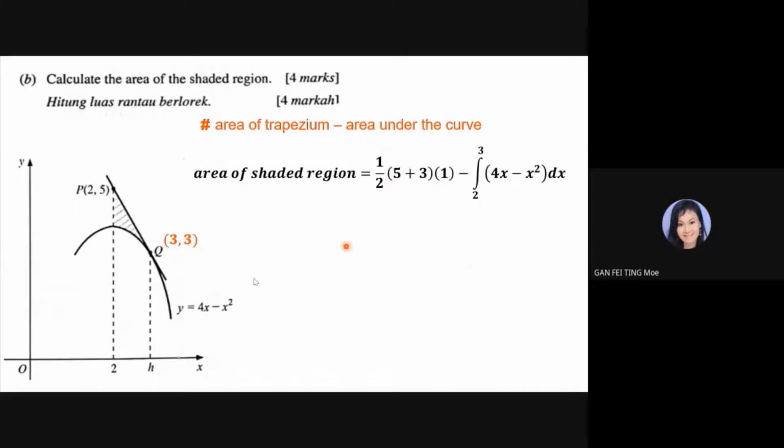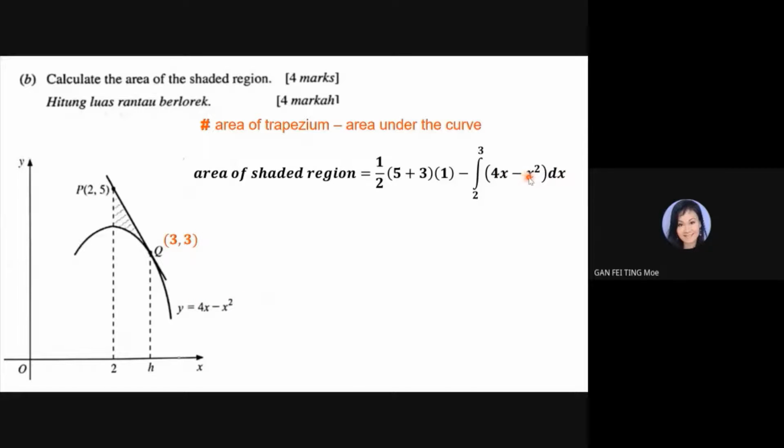So it is half the total of the 2 parallel lines, which is the value from the x-axis to 5, the value that you read from your y-axis here, 5, and the height of this is 3. So it's 5 plus 3 times the height, which is 3 minus 2, you get 1. So make sure that you get this formula correctly. And then you integrate the area under the graph. The lower limit is 2, the upper limit is 3. So what is the function? The function is this. This is the curve.